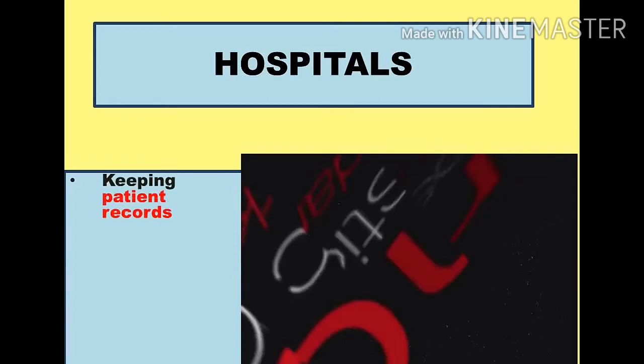In hospitals, computers are used in keeping patient records. That means computers are used to store information about each patient, when the patient was admitted to hospital, for what disease, what treatment was done, and when he left the hospital.